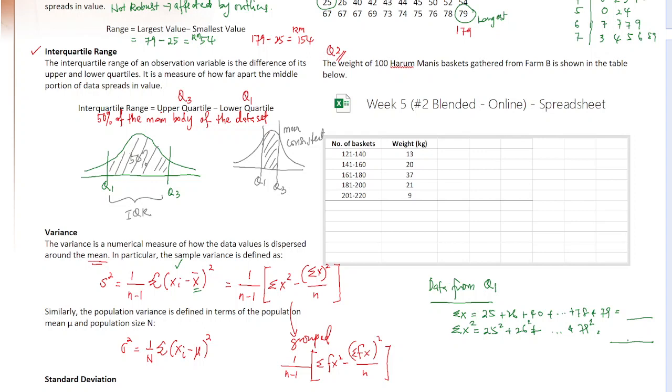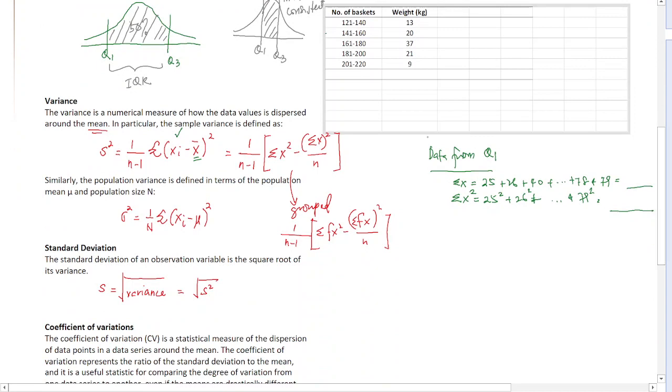Finally you have 73, 74, 75, 76, and lastly 78, 79. Okay, you have 20 data in your data set. So once you have keyed in all the values, you need to find the summation. What are the summation values right now?